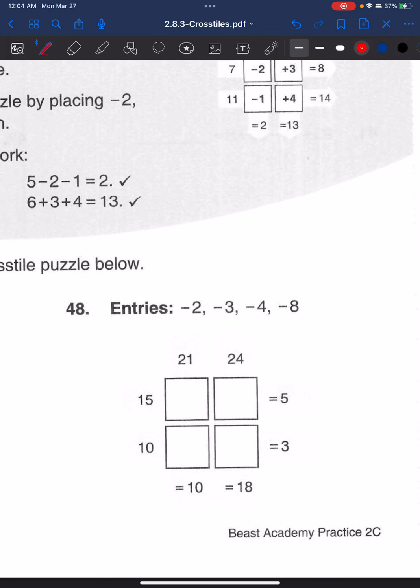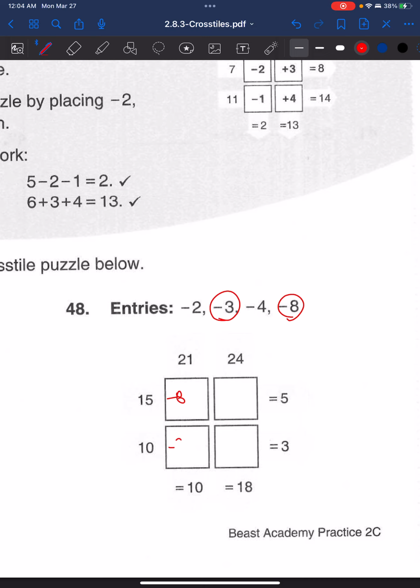Now let's take a look at question number 48. This is also a similar type of question, but now the entries that we can use are all negative numbers. Let's look at the left column again. To get from 21 to 10, we need to subtract 11, so we need a negative 11. And the only possible way of getting a negative 11 is by using negative 8 and negative 3.